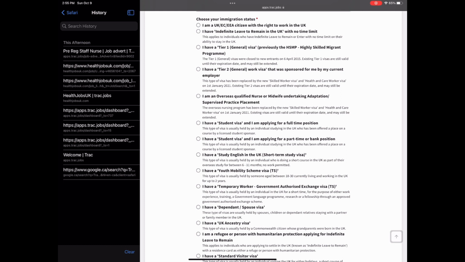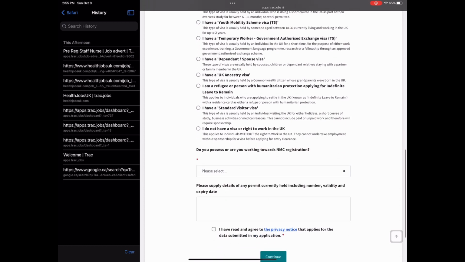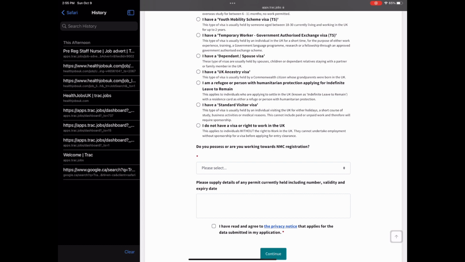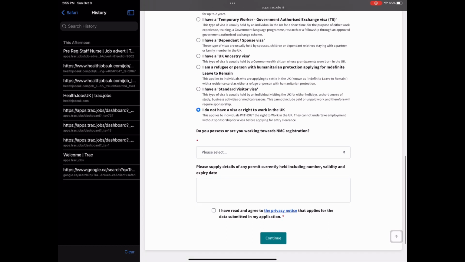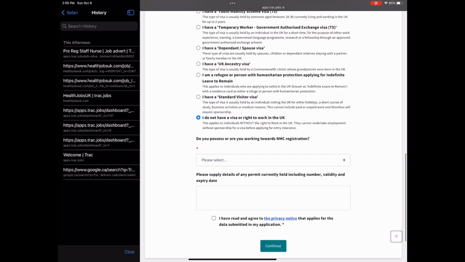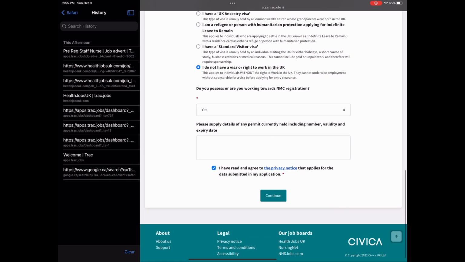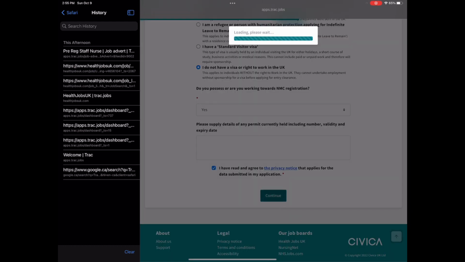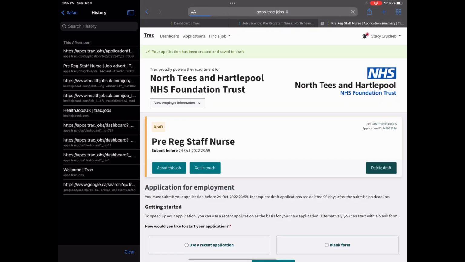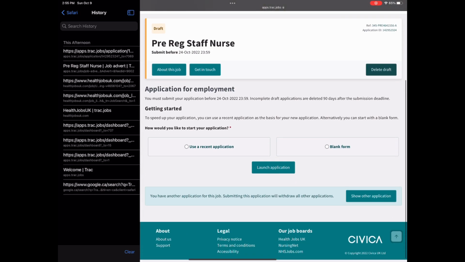Then depending on your immigration status, if you have a dependent or spouse visa, you click on it. If you're a student applying for a full-time position, you click on it. But if you are in Nigeria or outside the UK and you do not have any of those, you click I do not have a visa or right to work in the UK. And then the next option is, do you possess or are you working towards NMC registration? You click yes, and that's it.